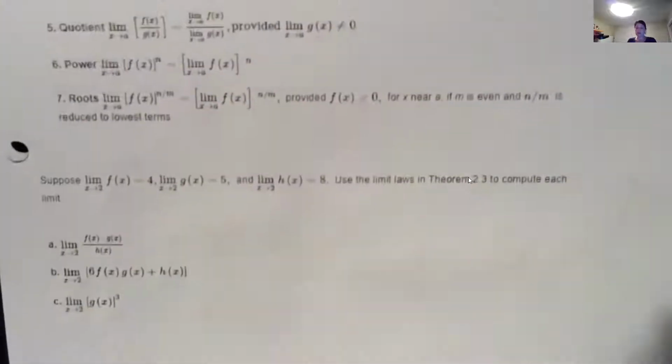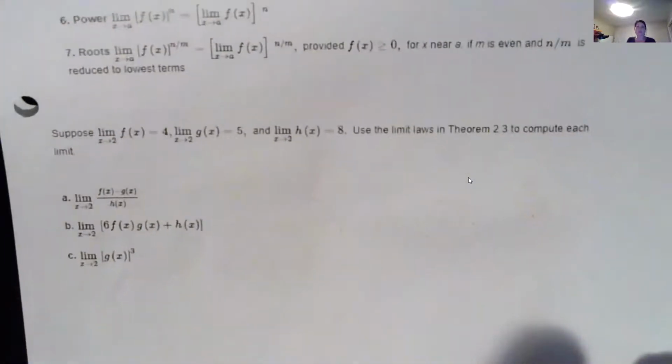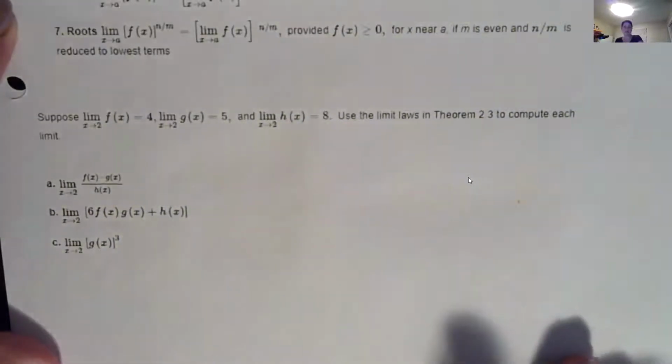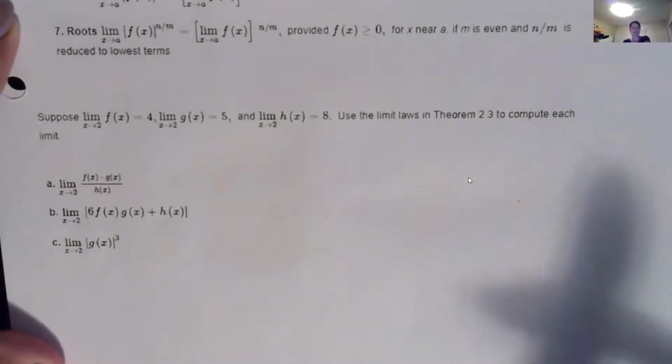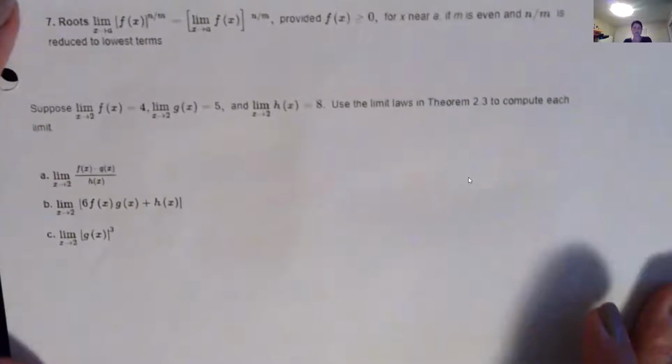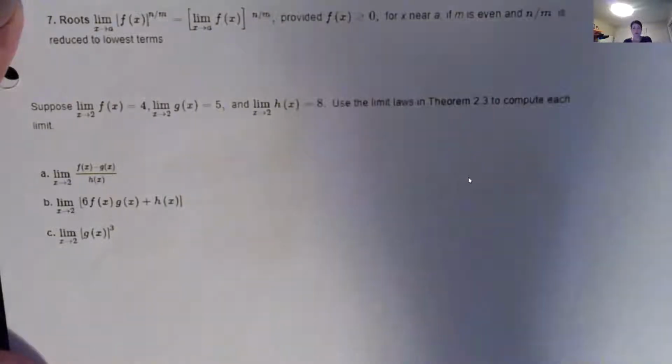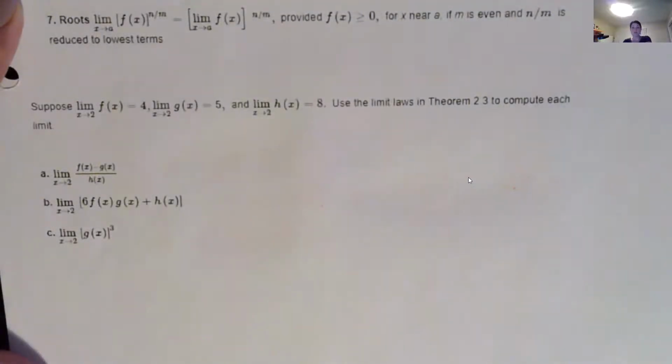At the bottom of that front page, we have: suppose the limit of f of x as we approach 2 is 4. Suppose the limit of g of x as we approach 2 is 5, and the limit of h of x as we approach 2 is 8. Use the limit laws in theorem 2.3, all those above, to compute each limit.